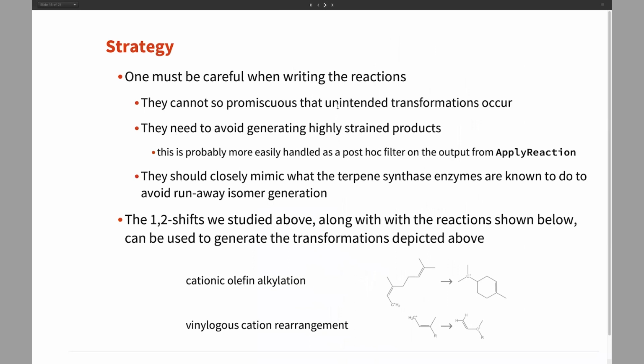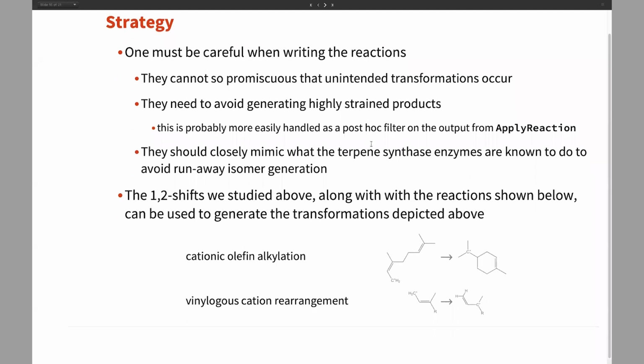So our strategy, we'll start out with these alkyl shift and hydride shift reactions. We'll add 2 more. We need something to close rings here, which is really just an alkylation of a double bond. The plus charge here of the cation reacts with this double bond here, it can attach here and form a six-membered ring, or it could attach at the other end and form a seven-membered ring.